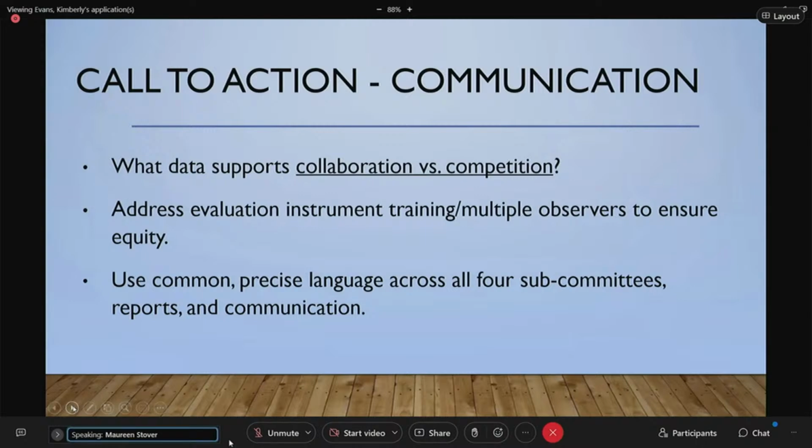We also need to make sure that we're using common, precise language across all 4 subcommittees, reports, and communication. So that will be something that Dr. Mahar and I will definitely be working on with the other subcommittee chairs, to ensure that we are using the same types of language when we're discussing common ideas and themes, to make sure that we are not causing any confusion for teachers in the field.